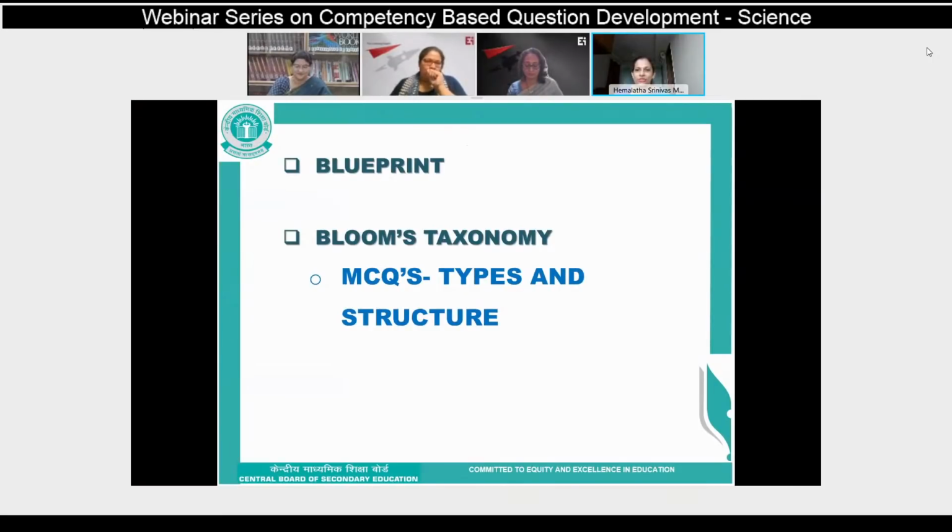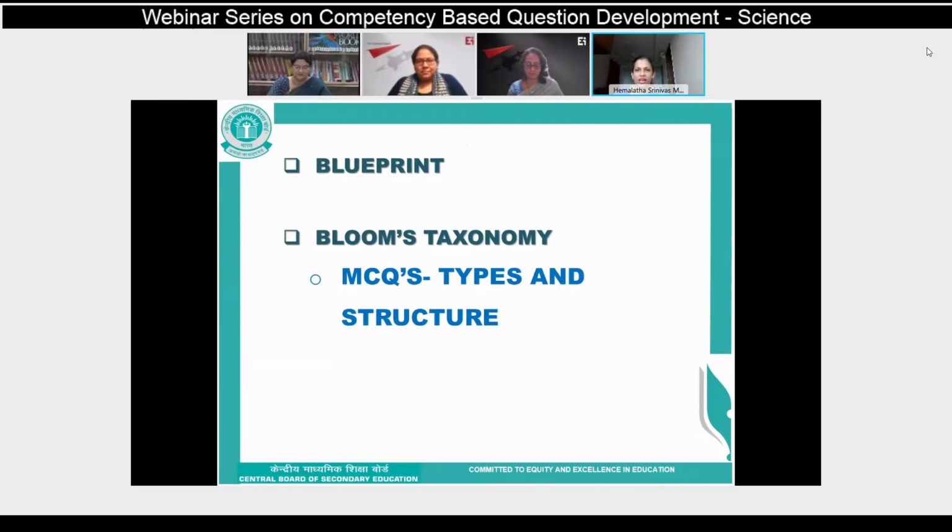First of all, I would like to start with the quote that assessment is just an engine which drives students' learning. For making good assessment, we need good guidelines in the form of a blueprint. I would like to start with blueprint and its significance, followed by Bloom's taxonomy, MCQ types and structure. Next slide, please.